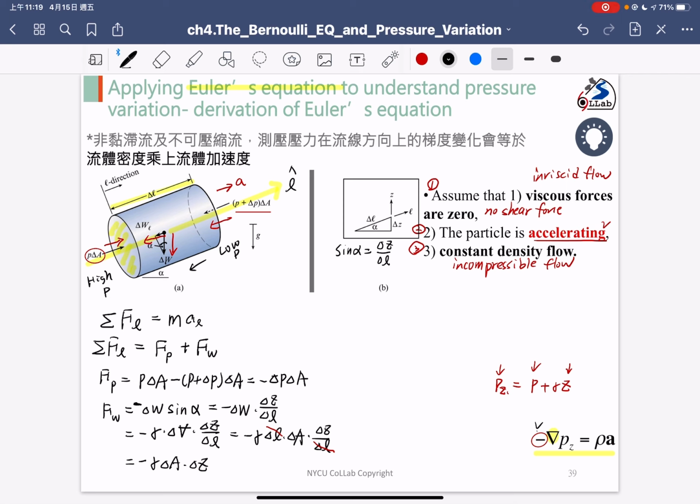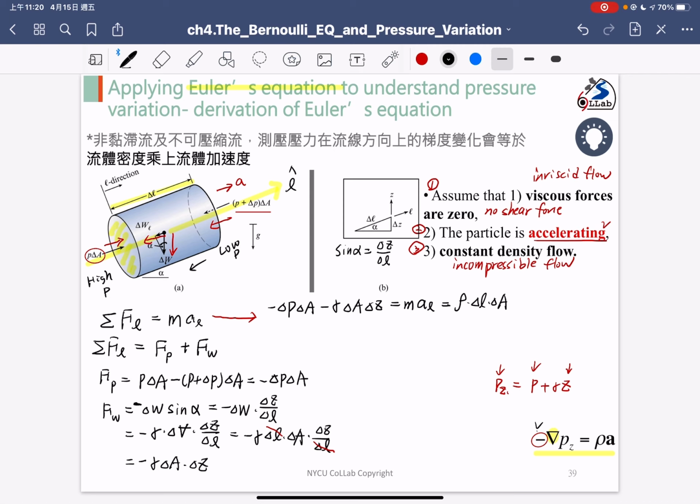So we go back to our equation here. We can rewrite it: F_P is minus delta P multiplied by delta A. F_P plus F_W is minus delta P delta A minus gamma delta A delta Z, and it equals the mass multiplied by the acceleration along the L direction, right? And we know that the particle mass equals the density multiplied by the volume, and we already know the volume is delta L multiplied by delta A.